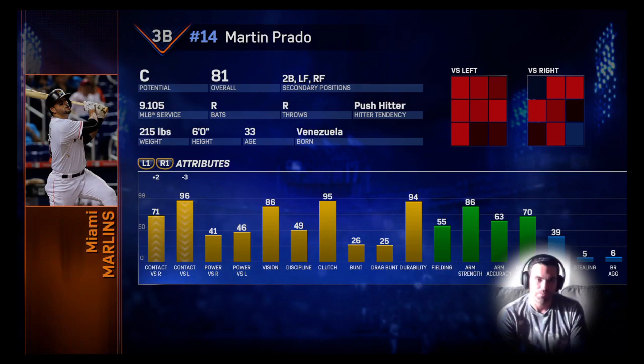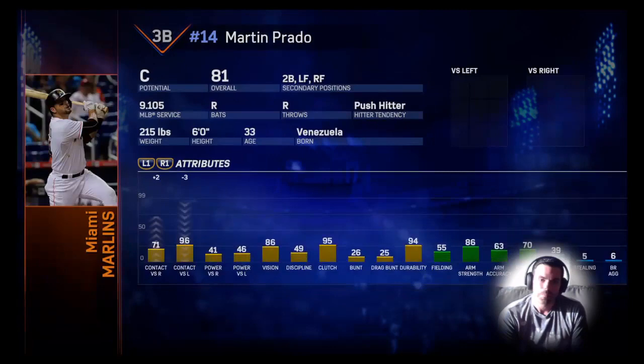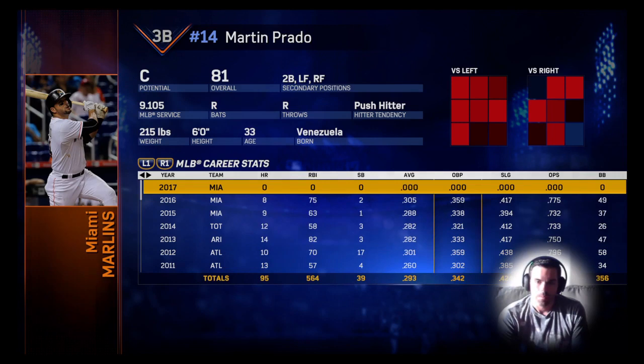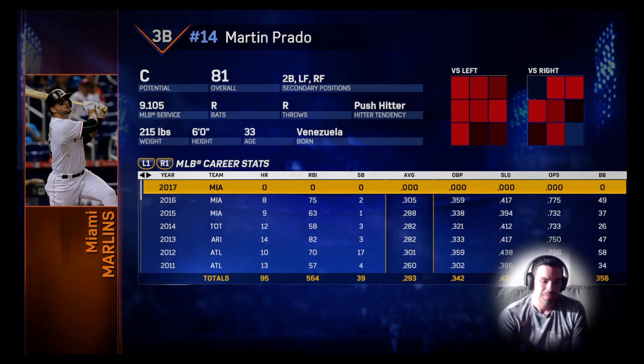But here's the thing, though, Martin Prado, if he puts the ball in play, he's a career .293 hitter. That's nice, right? But still, folks, on a ball that's put in play, 7 out of 10 times, it's going to be an out, right?